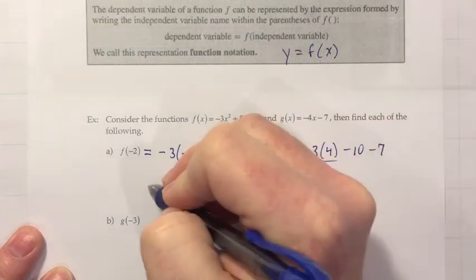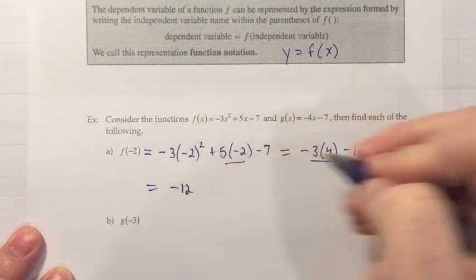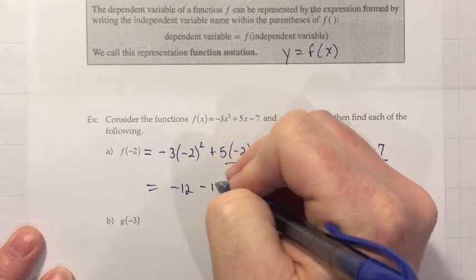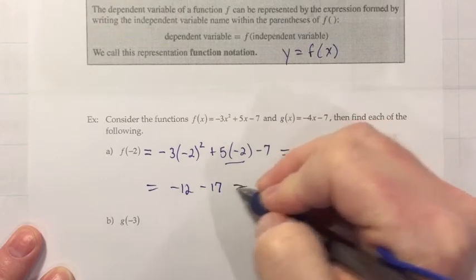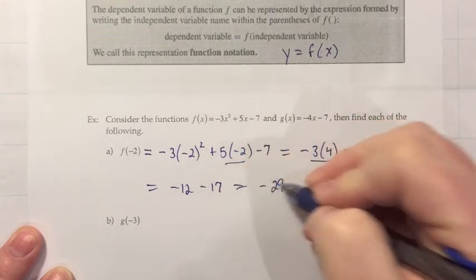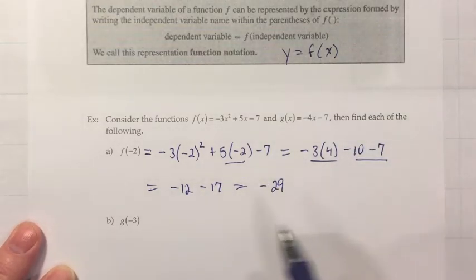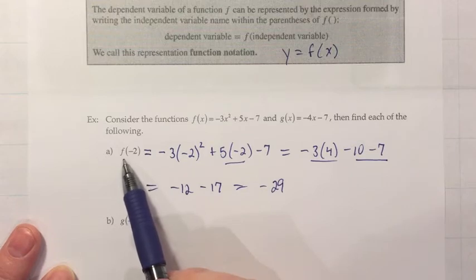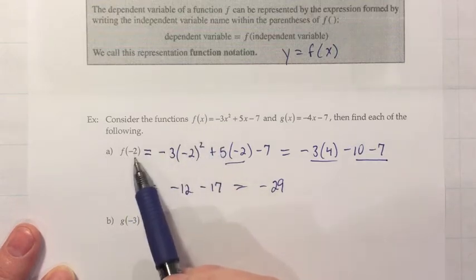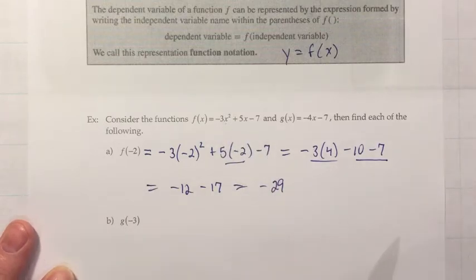We've got to do this multiplication next. So negative 3 times 4 is negative 12. We could go ahead and combine these. Negative 10 and negative 7 would be negative 17. And then these are both negative, so add them up and we get 29. And because they're both negative, the answer would be negative. So most of that was simplification. The new thing was knowing what they meant by f of negative 2. And again, they substituted in place of this x a negative 2, so we just substituted in place of the other x's a negative 2.